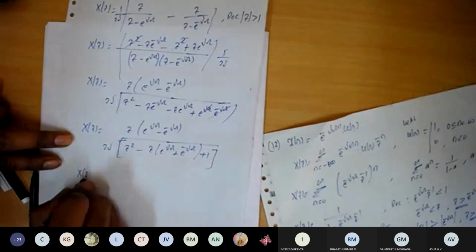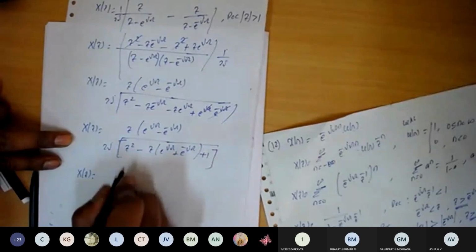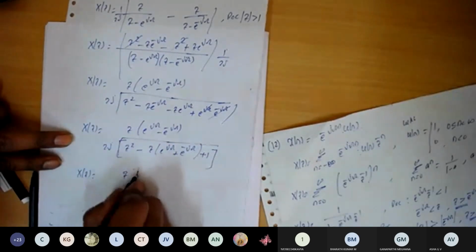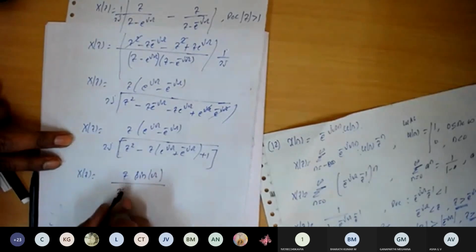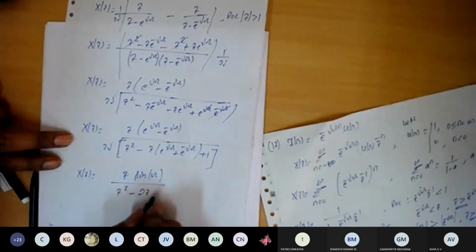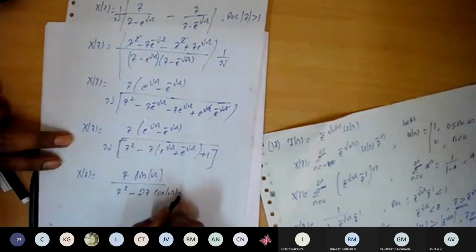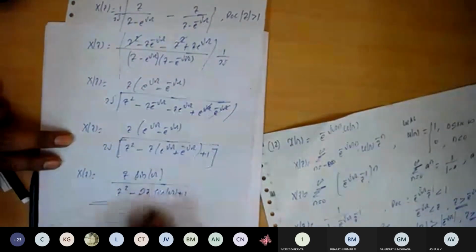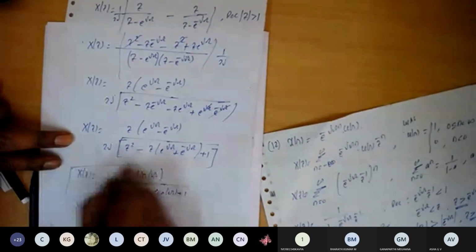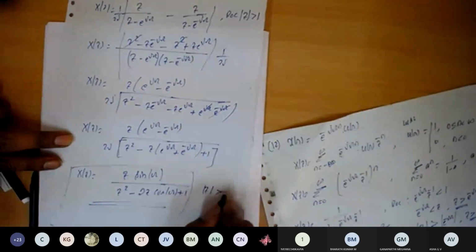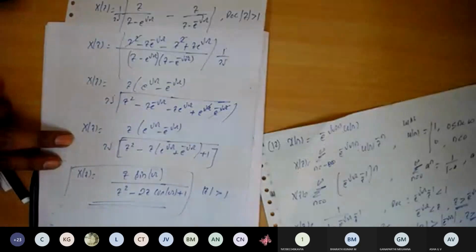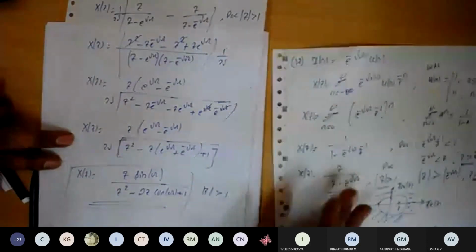So we'll write accordingly. X of z is equal to z into sine omega, divided by z square minus 2z cos omega plus 1. This is the z transform of the function sine omega n. And the region of convergence is z greater than 1.